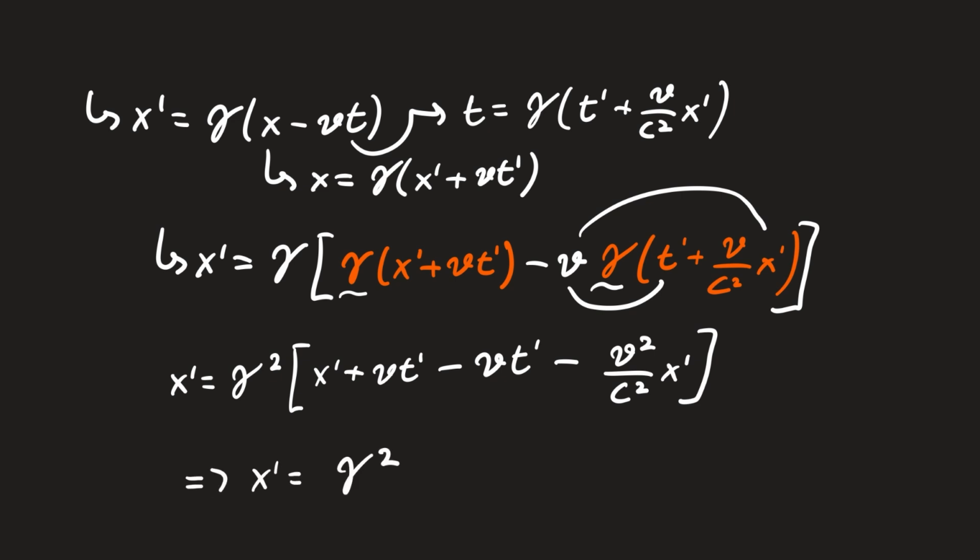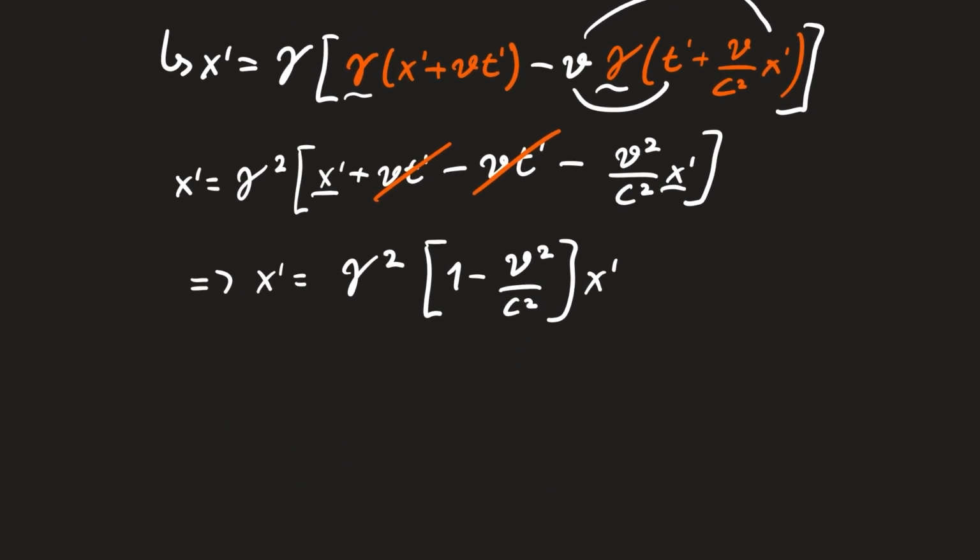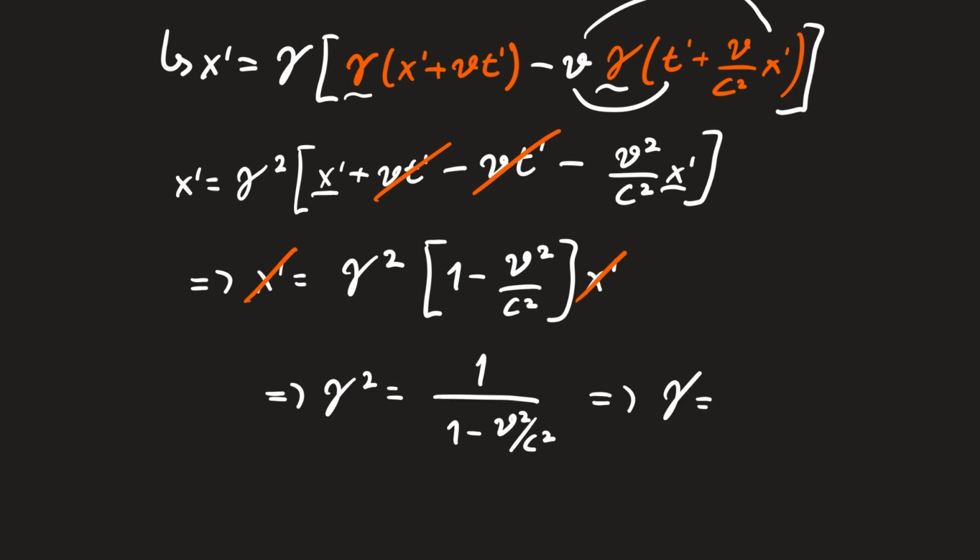Okay, once again the vt is canceling out. And now we also have a common factor of x prime inside here, so we'll write that outside. We get 1 minus v squared over c squared with the x prime outside. Now, we already have the x prime on the other side, so those are going to cancel out. And then we can just solve for gamma by dividing everywhere by this parenthesis. So we get gamma squared is 1 over 1 minus v squared over c squared, and gamma is 1 over the square root of 1 minus v squared over c squared.